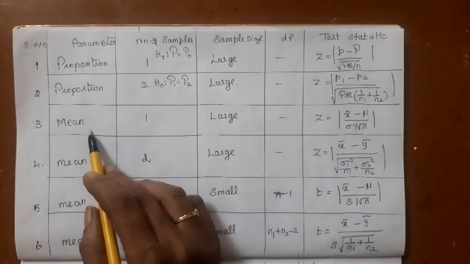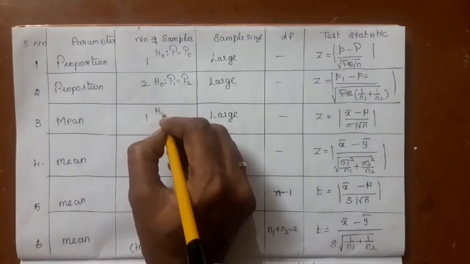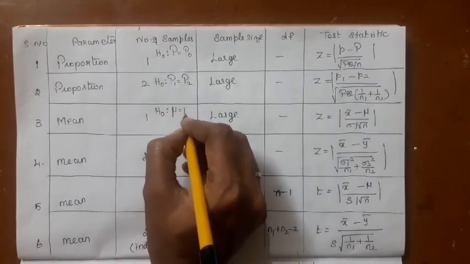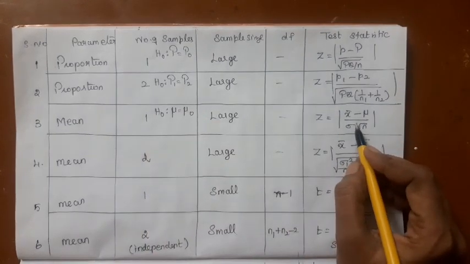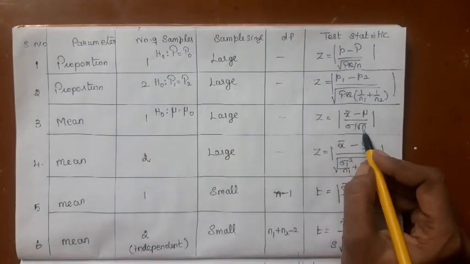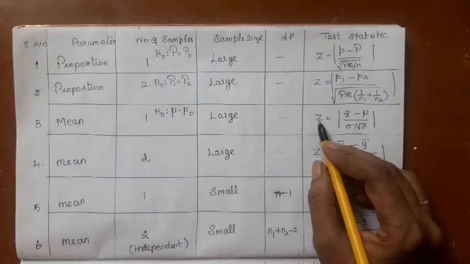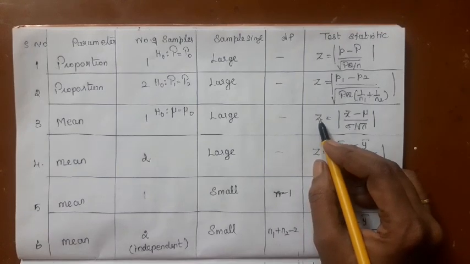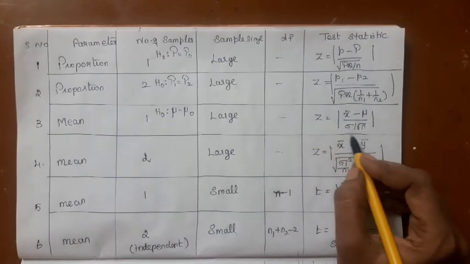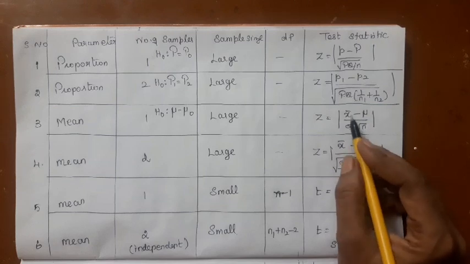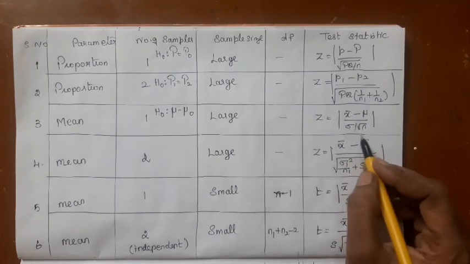Okay. If the problem is to test the mean based on large samples, this is the null hypothesis, and the test statistic is x bar minus mu by sigma by square root of n, which follows the Z distribution. The standard error of x bar is sigma by square root of n. Standard error is in the denominator.